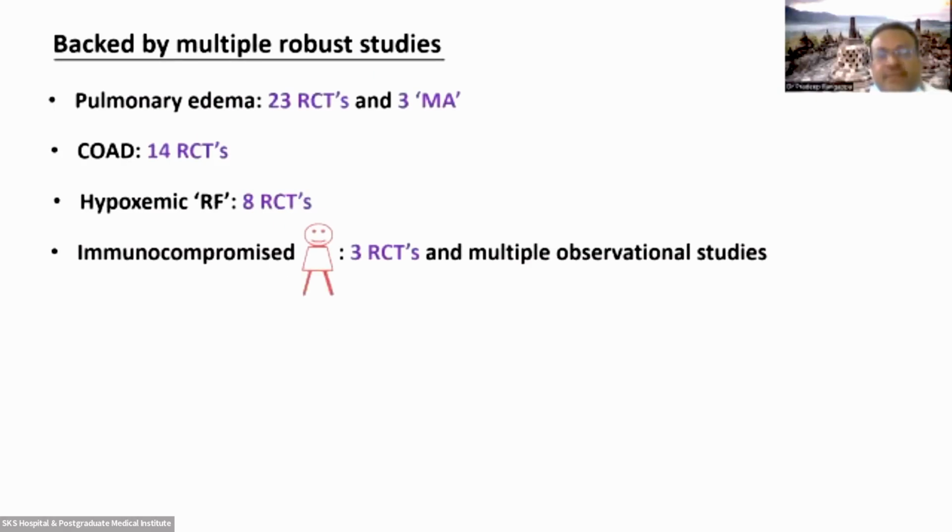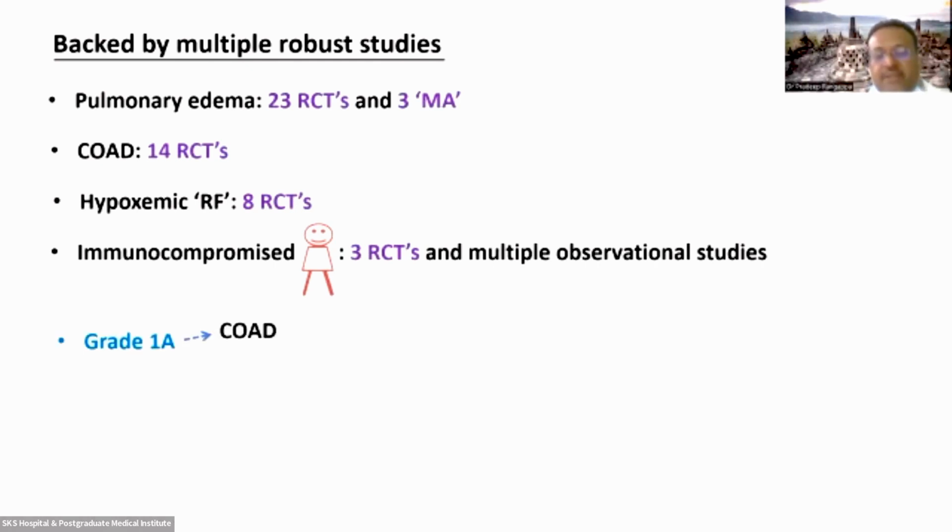Just to look at the evidence, there are multiple robust studies which have shown that NIV is significantly beneficial for pulmonary edema. There are around 23 randomized controlled trials and 3 meta-analyses which show that NIV really helps. In COPD, which is of interest in today's discussion, there are 14 randomized controlled trials which have shown significant benefit with the usage of NIV. And there are 8 randomized controlled trials in hypoxemic respiratory failure. In immunocompromised, there are 3 randomized controlled trials and multiple observational studies.